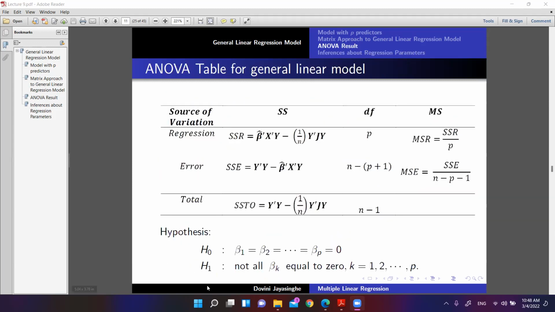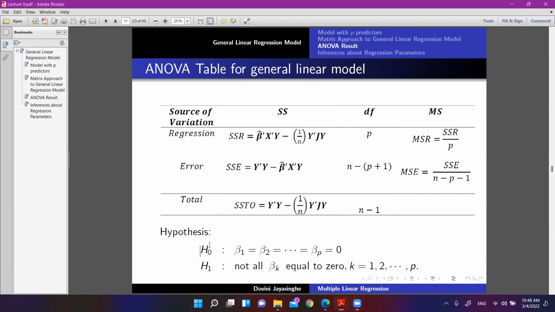This is the way. If we accept H naught here, what's the information that we are getting out of this? If H naught is correct, that means the entire model is not significant. Not even one predictor variable is significant. The model is useless, right? If we accept H naught here, we don't have to individually check, right? We know everything is 0.